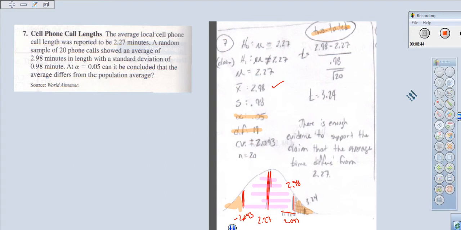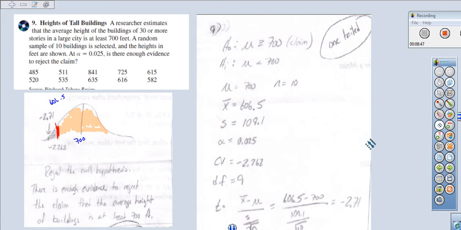All right, let's take a look at number 9. Number 9, same idea. We've got a couple important values that we're going to look at here. Our first important value is our significance level, and our degrees of freedom is the second. So we've got a significance level of 0.025. This is a one-tailed test, we already established that, with a degree of freedom of 9.